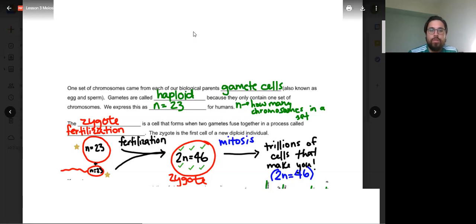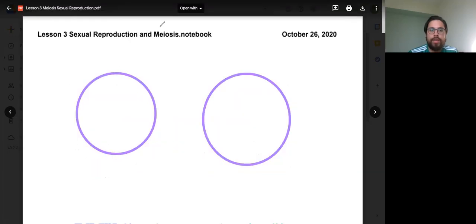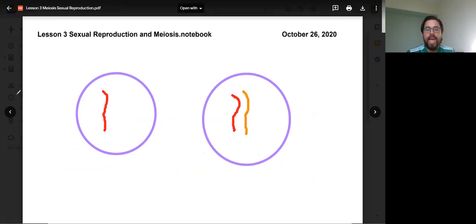So we have two cells here. One has this genetic information, and one has this genetic information. Which one is haploid and which one is diploid? Just by looking at this diagram that I've drawn here for you. Which is haploid and which is diploid? Di means two.